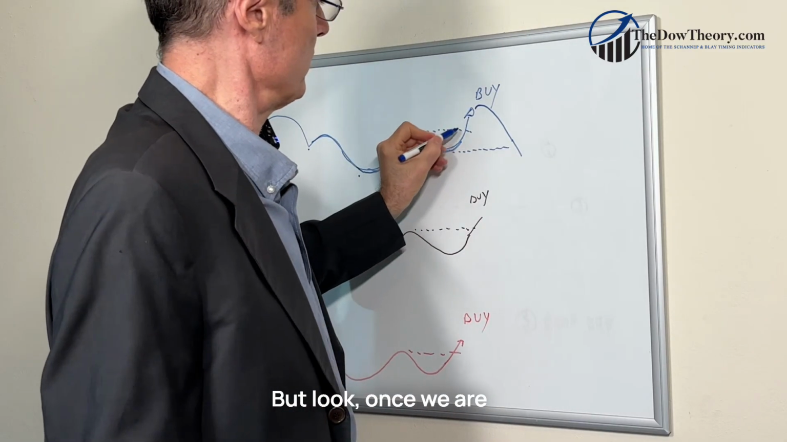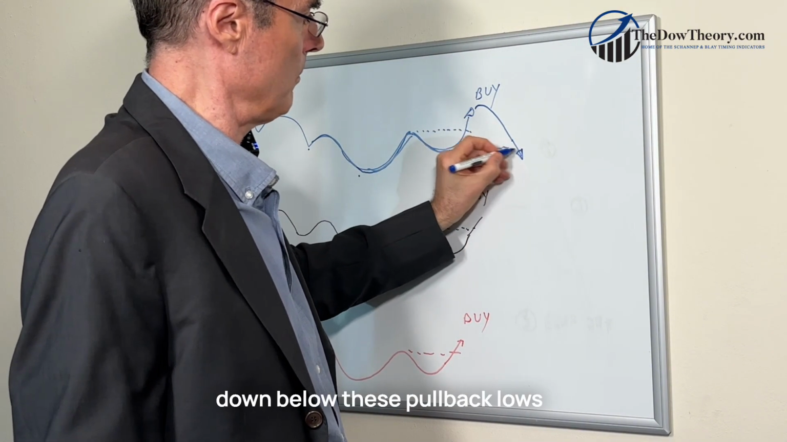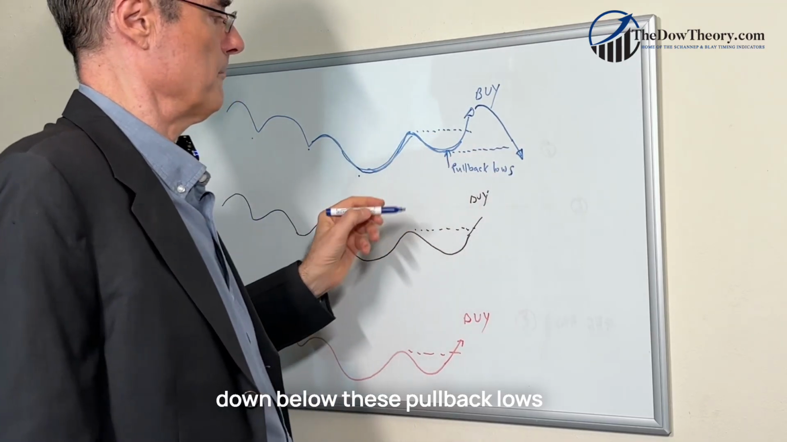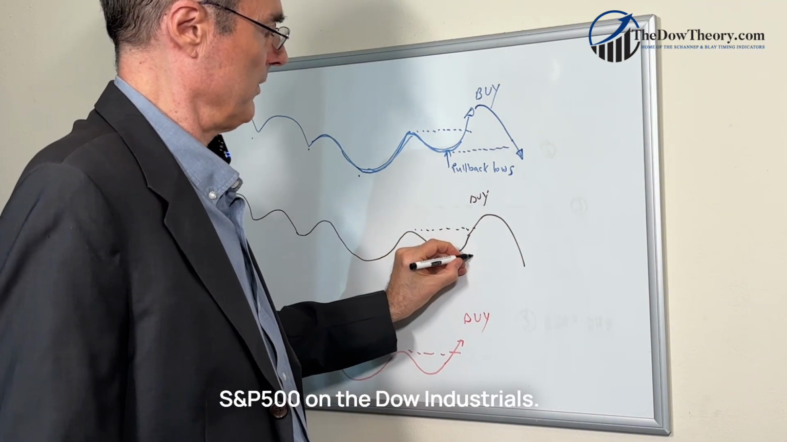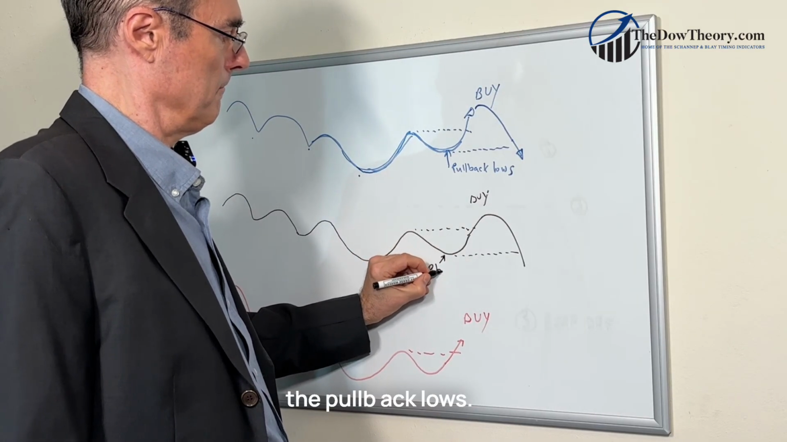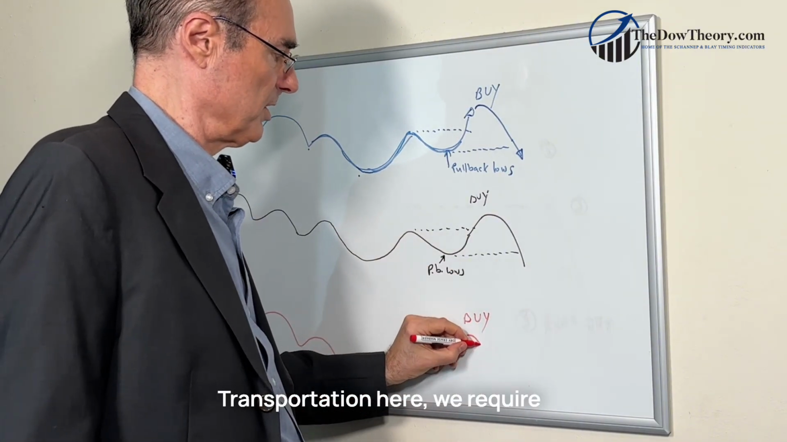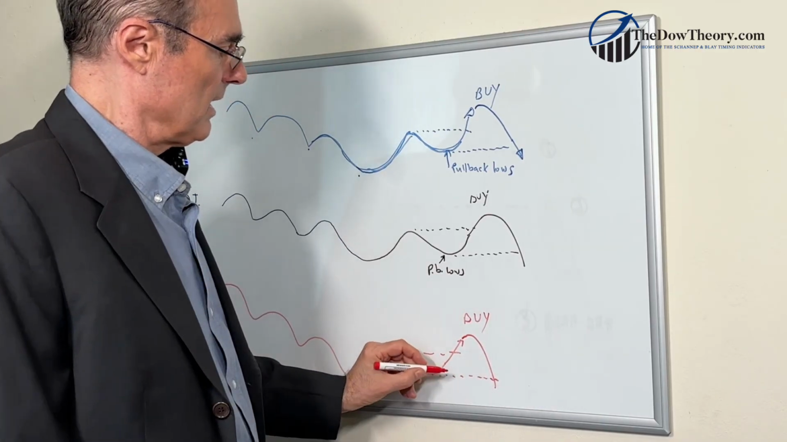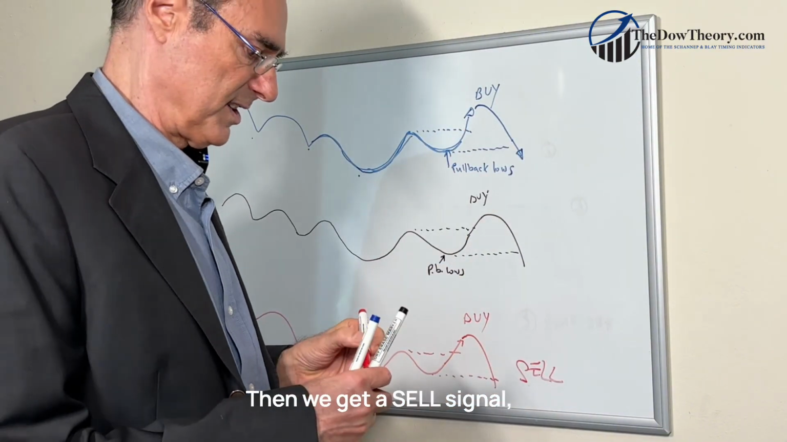But look, once we are under a buy signal, the market goes down and breaks down below these pullback lows on a confirmed basis on the S&P 500, on the Dow Industrials. Here you have the pullback lows. And also on the Dow Transportation, here we require triple confirmation, because it's really a very exceptional signal. Then we get a sell signal.